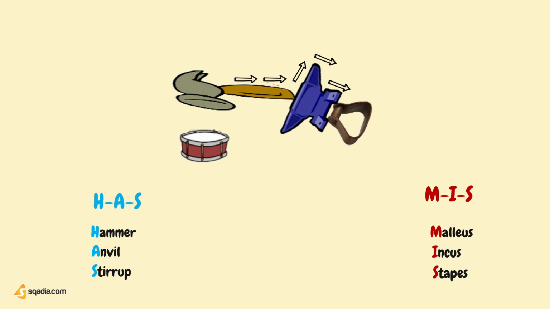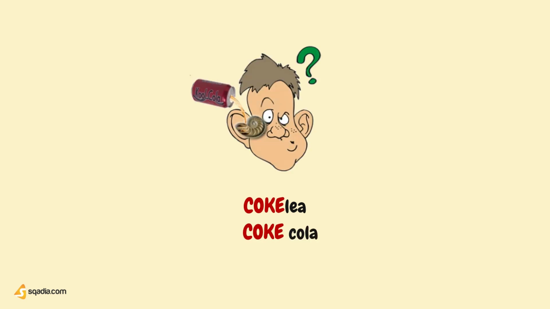Moving to the next mnemonic. Cochlea is the snail-shaped part of the ear. The cock part of this word rhymes with Coke. So imagine Coca-Cola being poured into your ear. All that fluid collects inside your cochlea.